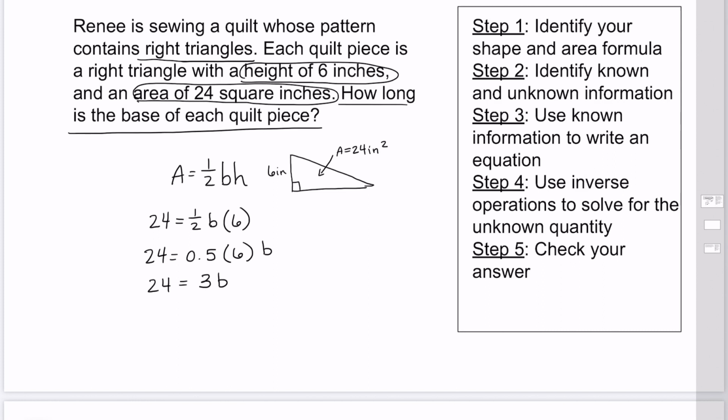I just want to remind you that the reason why I'm writing 24 instead of A is because the word problem tells us that 24 is our area. We already know what it is, so that's why we are writing 24 instead of A. Now let's turn to step 4.